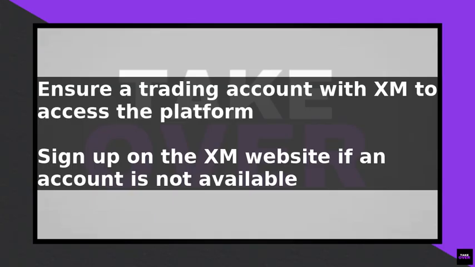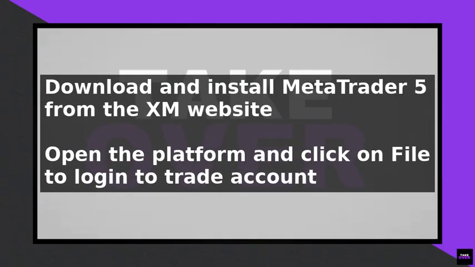Once installed, open the platform and click on File. Then select Login to Trade Account. In the login window, select XM as the broker. Then enter your account number and password. If you have a demo account, select the demo server. Otherwise, select the real server. After logging in, you will see your account information and balances in the terminal window.